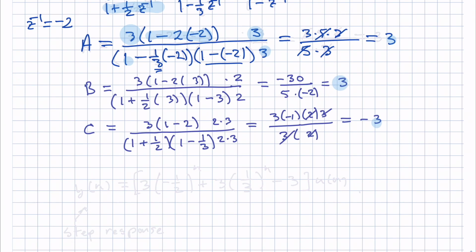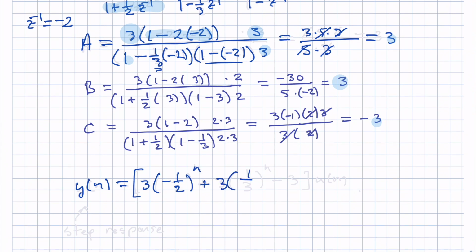Okay. Once you have a, b, and c, you can write down the final result for the unit step response. And it would be 3 because that's the a term, minus 1/2 to the n, plus a 3 1/3 to the n from the b term, minus 3 from the c term, all multiplied by u of n. So this would give us the overall step response.